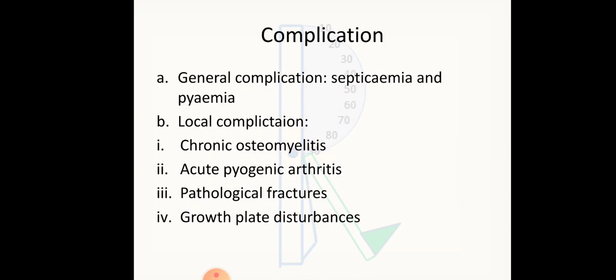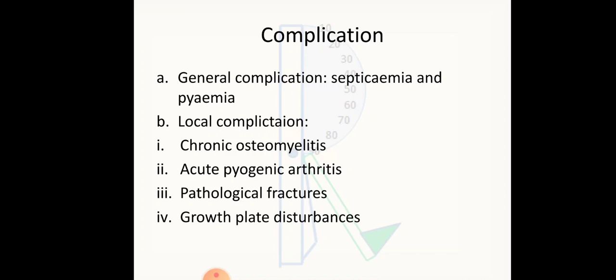Complications, the last part of acute osteomyelitis. There are two types of complications, general and local. General complications, usually septicemia and pyemia, are seen in the early stage. It is rarely seen actually. Either complication, if left untreated, will definitely prove fatal.